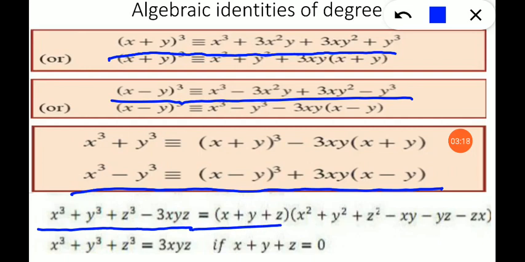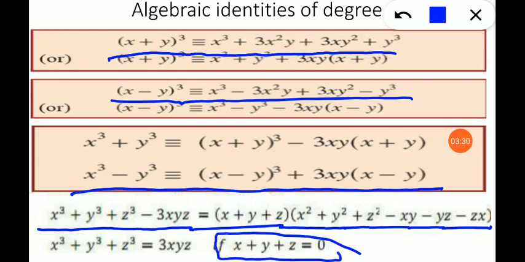is equal to (x plus y plus z) multiplied by (x square plus y square plus z square minus xy minus yz minus zx). And if x plus y plus z is equal to 0, then x cube plus y cube plus z cube is equal to 3xyz. I hope you remember these identities of degree 3, and you have learned them very well.